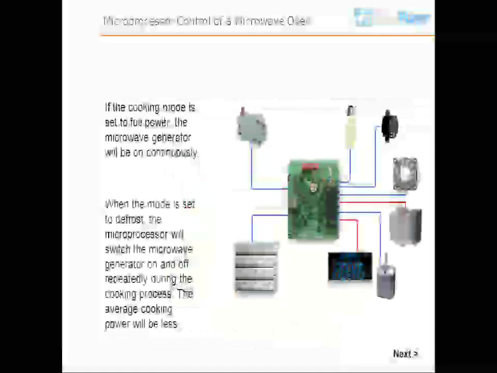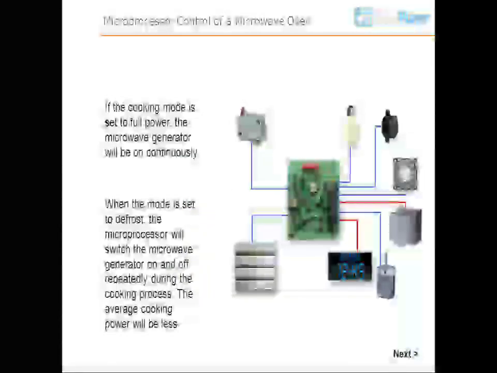If the cooking mode is set to full power, the microwave generator will be on continuously. When the mode is set to defrost, the microprocessor will switch the microwave generator on and off repeatedly during the cooking process. The average cooking power will be less.